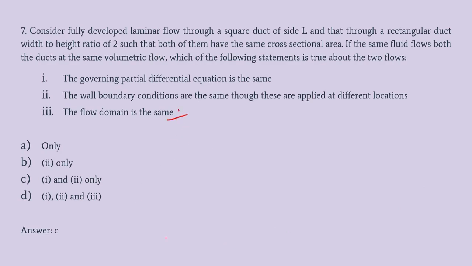So the third option is not true because once the cross section changes, the flow domain changes. Apart from that, the governing partial differential equation is the same because for both of them it is given as fully developed laminar flow. So the PDEs for both cases will be the same. We don't have to change it. And boundary conditions will also be almost similar. So the answer will be 1 and 2, that is C.